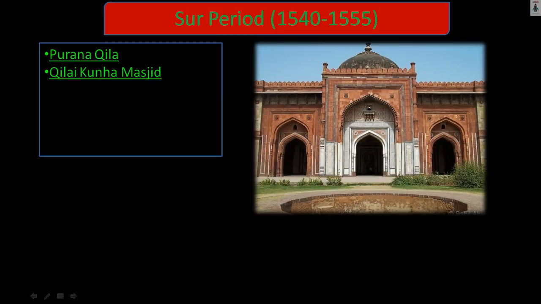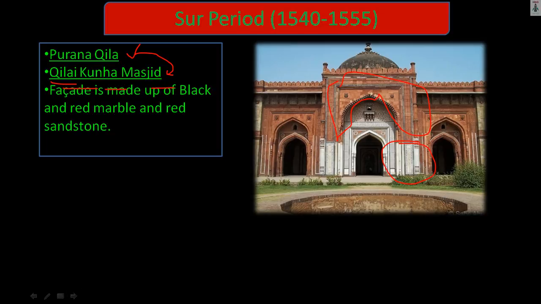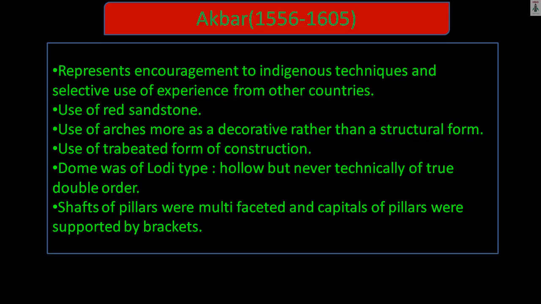Sher Shah also built two more buildings, that is the Purana Qila, and in that Purana Qila he built the Qila-i-Kuhna Masjid. This is the opening facade of this Qila-i-Kuhna Masjid, and we can see the use of red sandstone. This is the red sandstone, and then white marble. So we see a prominent use of both these kinds of construction materials. We can see black and red marble and red sandstone. They are very interestingly used in this construction.